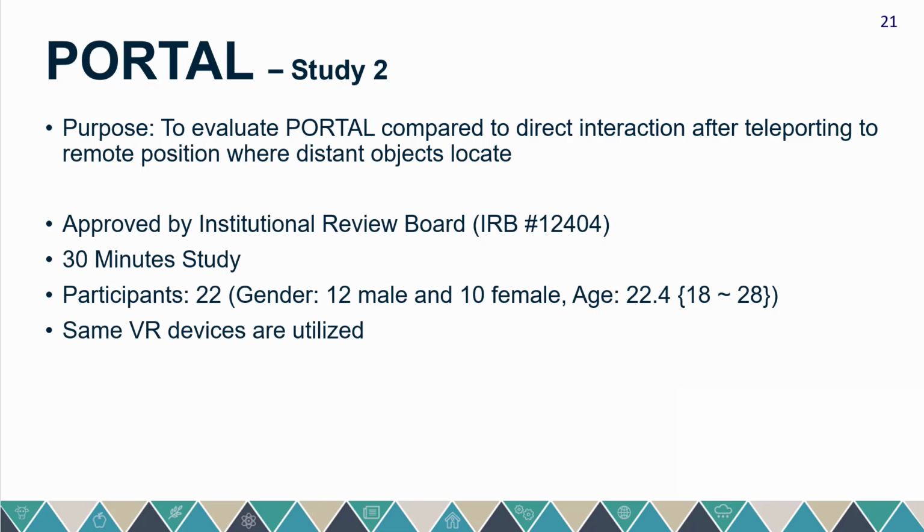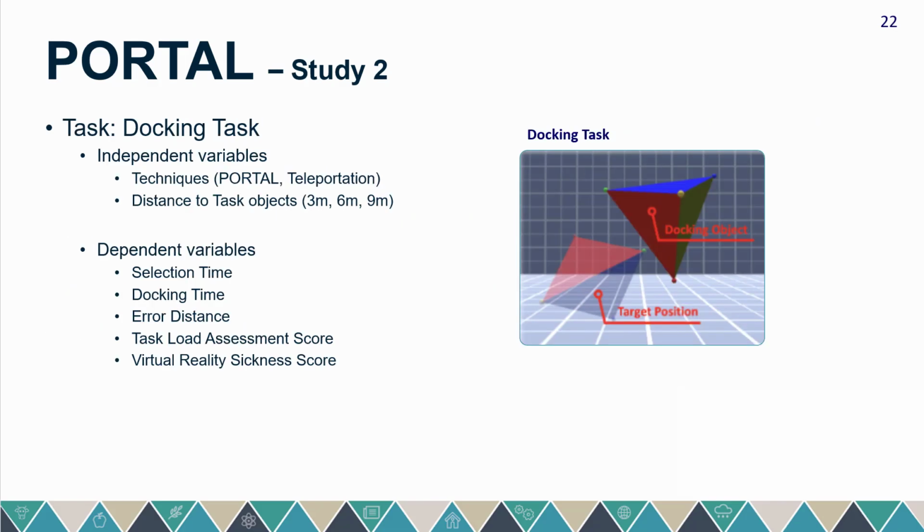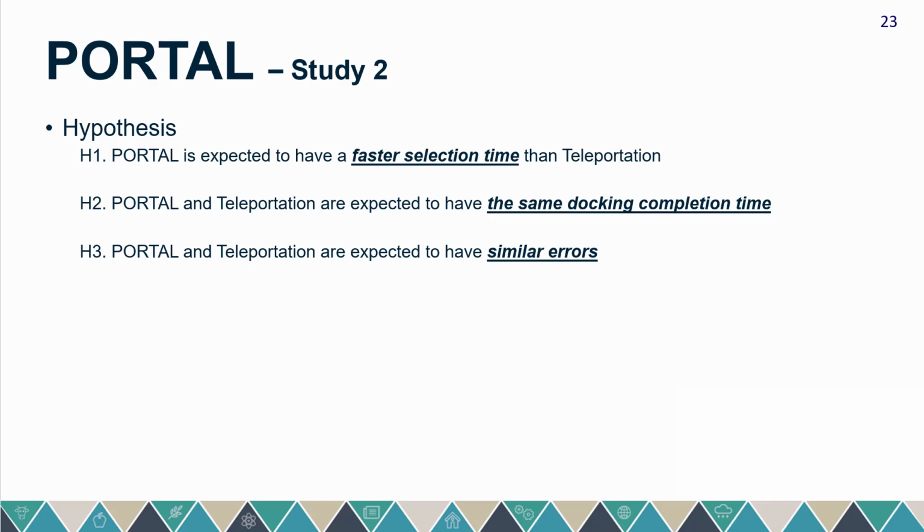The second study's objective is to evaluate Porter in comparison to teleportation. It is a 30-minute study, and 22 participants were recruited. We used the same Vive VR device, controllers, and wireless adapter. The same docking task in the first study is used. The independent variables are techniques and target distance. The dependent variables are selection time, docking time, error distance, subjective task load assessment, and virtual reality sickness scores. Here, the selection time indicates the elapsed time when a participant grabs the target first.